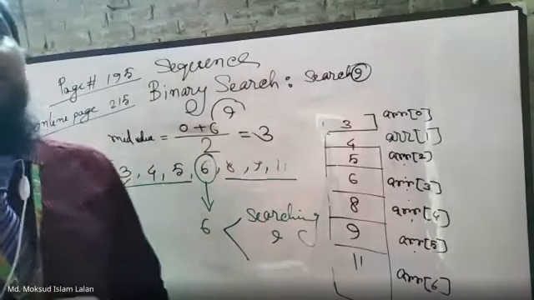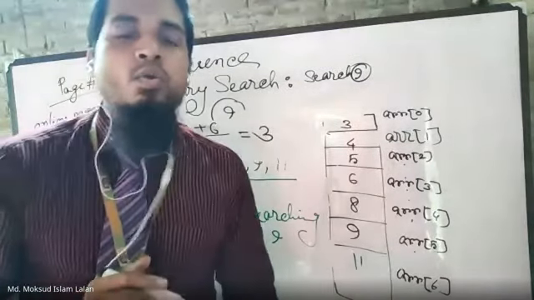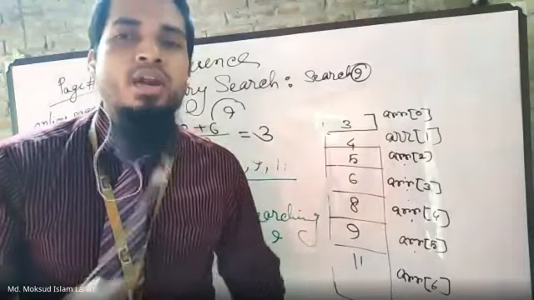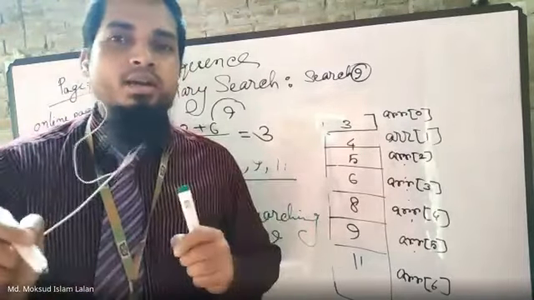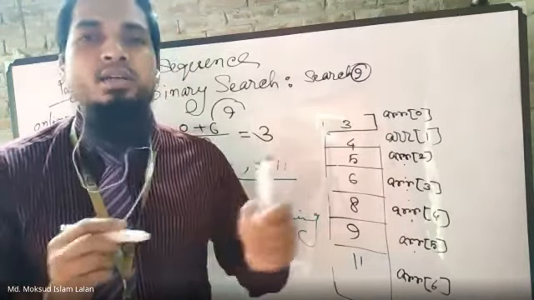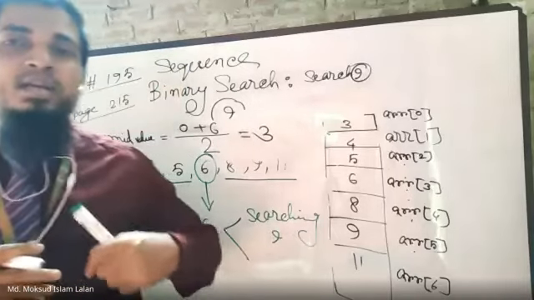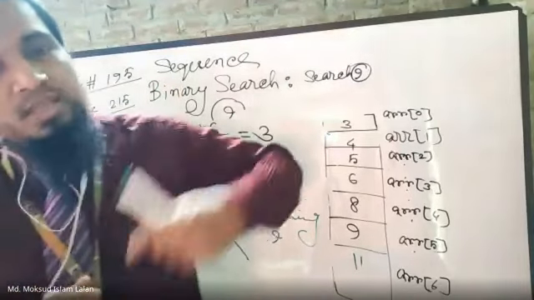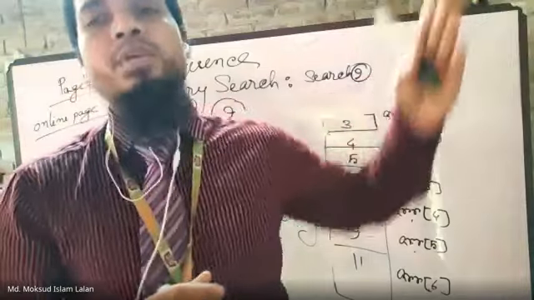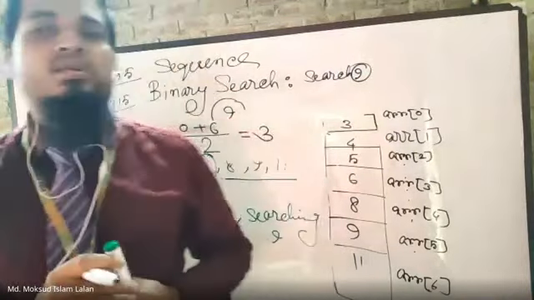Sequence means definitely in ascending order or descending order, not random, not shuffled. It's maybe ascending or maybe decreasing. It must maintain the order, right, Ruhul?